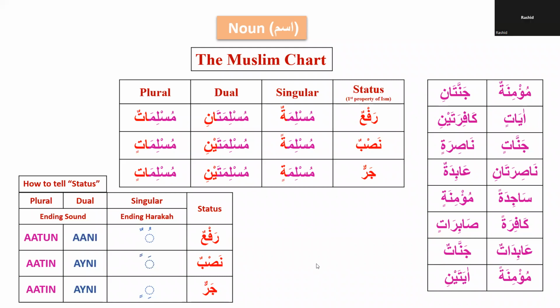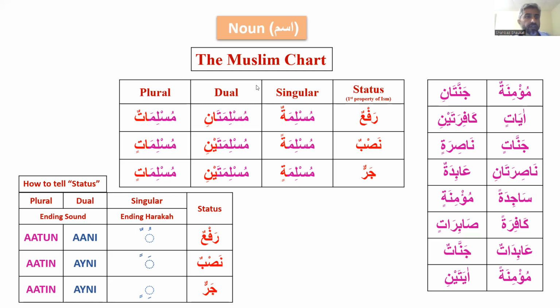Muslimataini is dual. Taini means nasab or jar. Yeah, very good, very good. Okay, Musab Iqbal. Mu'minatun, what is the status? Rafa, plural. Are you sure it is plural? Does it have atun or atin sound? No, Mu'minatun is singular rafa. Yeah, it is like Muslimatun, right? Yes. So single rafa.